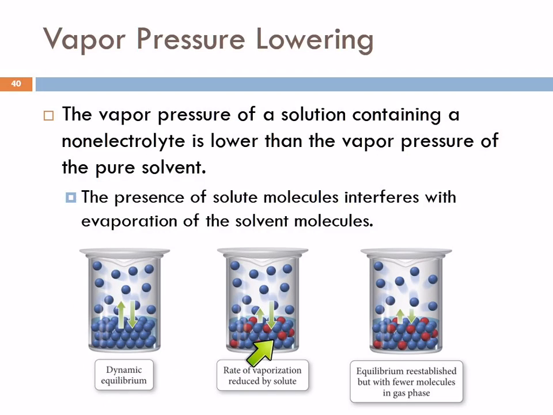Well, when we put a solute into this solution, now the solute occupies some of those spaces near the surface and interferes with the evaporation of the liquid. If the rate of evaporation is lower, then when this comes to equilibrium, the pressure of that substance in the gas state will be lower. Lower vapor pressure, because the solute molecules interfere with the evaporation of the solvent. Does that make sense?